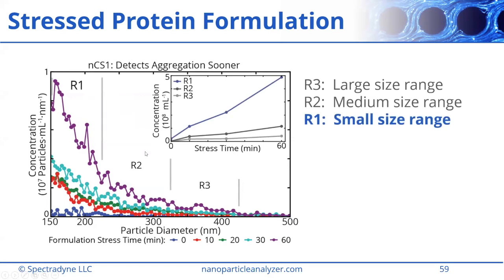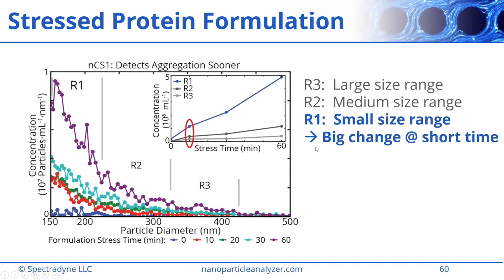And that holds when we go to the smallest sizes, where when we look in the range of 150 to about 200 nanometers, you see a very large signal change, even at very short times. And this is the point that our customers understand very well, which is that by looking at smaller particle sizes, the point here is that at smaller sizes, we can detect aggregation sooner and with less stress time, right? We get a bigger signal by looking at smaller sizes.